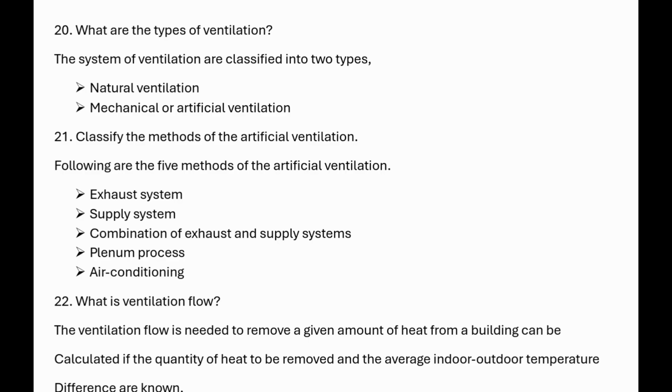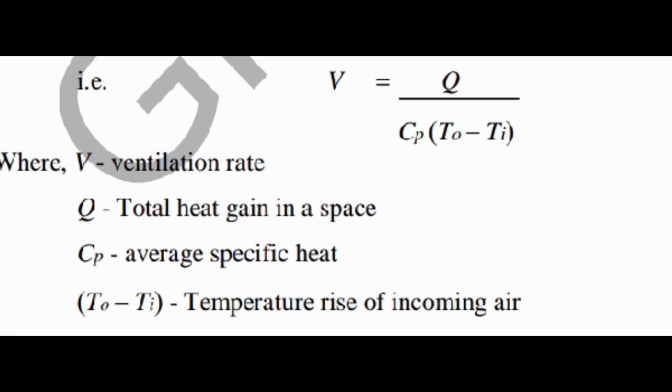The ventilation flow needed to remove a given amount of heat from a building can be calculated if the quantity of heat to be removed and the average indoor-outdoor temperature difference are known. V is equal to Q by Cp of (To minus Ti), where V is the ventilation rate, Q is the total heat gain in a space, Cp is the average specific heat, and To minus Ti is the temperature rise of the incoming air.